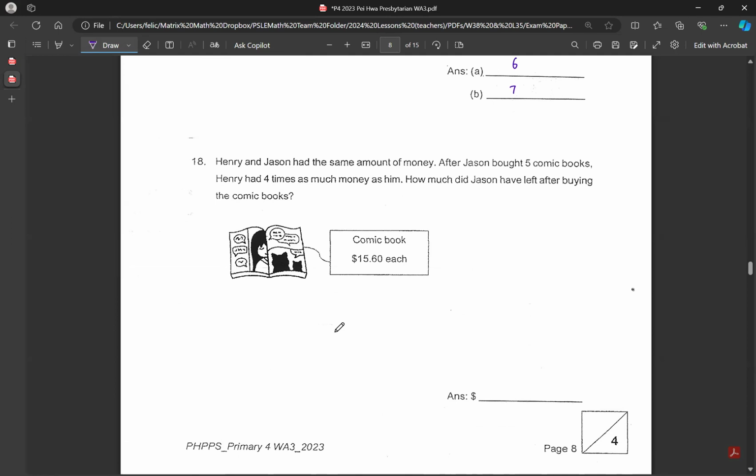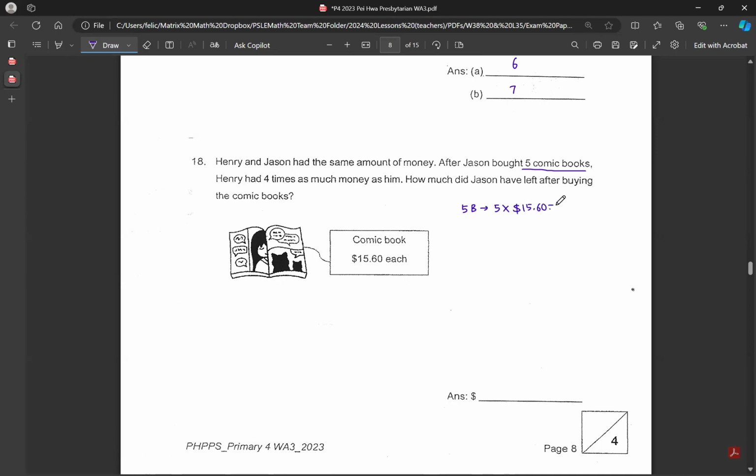Now, Henry and Jason had the same amount of money. Jason bought 5 comic books. Then after that, Henry had 4 times as much money as him. How much did Jason have left after buying the comic books? All right, so let's see how much Jason has spent first. Jason bought 5 comic books, right? All right, so 5 books means 5 times the $15.60.